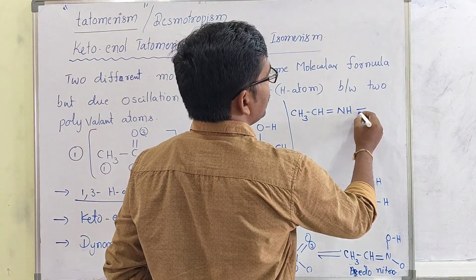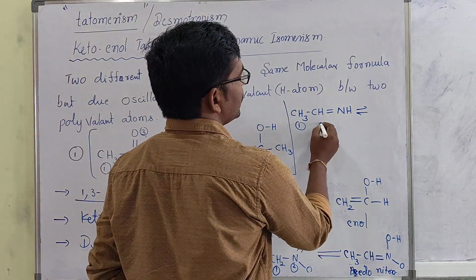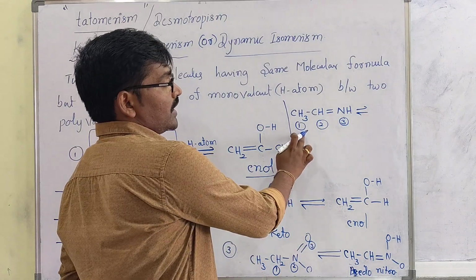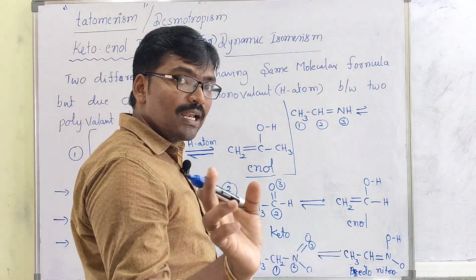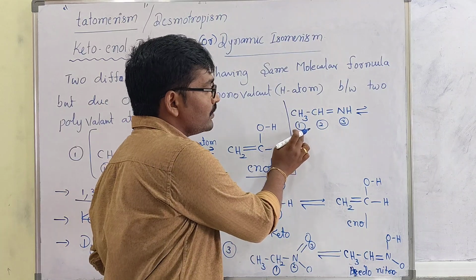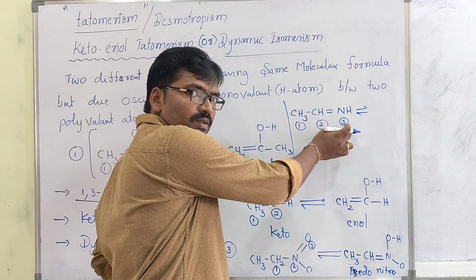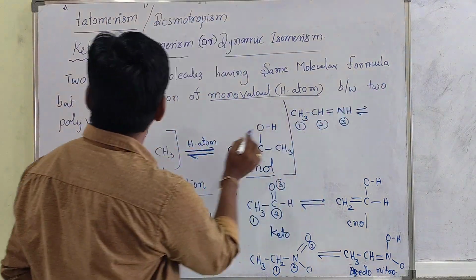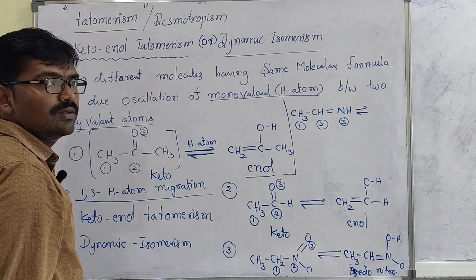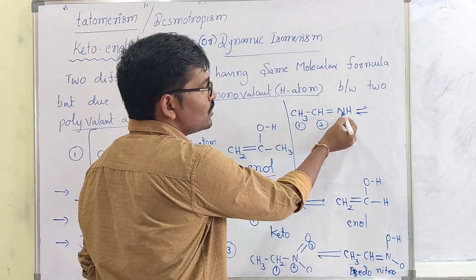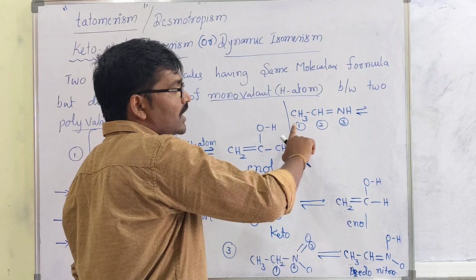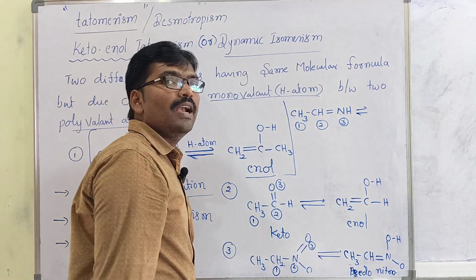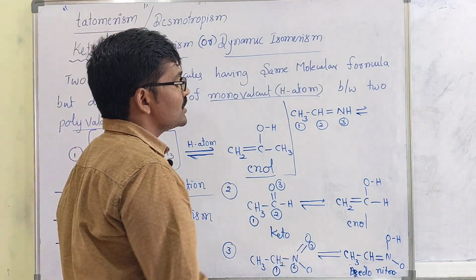So now in case if you take, this is the first atom, then second atom, then third atom, like this. Hydrogen atom can migrate, monovalent atom can migrate from carbon to nitrogen. So I told in the definition, monovalent hydrogen atom between the two polyvalent atoms. Which are the polyvalent atoms? Nitrogen and carbon are the polyvalent. Hydrogen atom can be transferred in between the two polyvalent atoms. Clear?